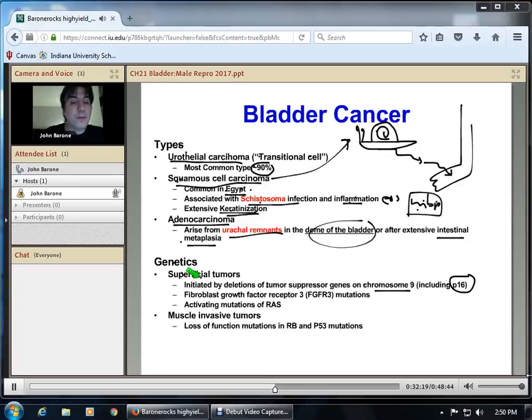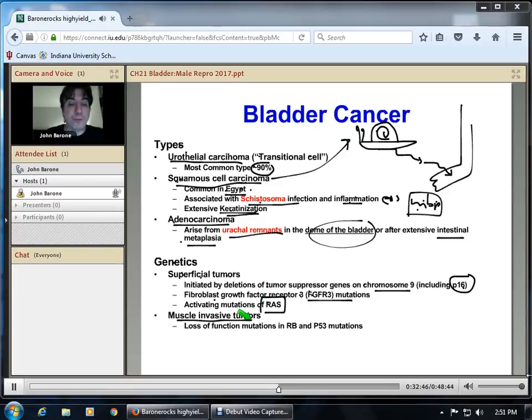Now another mutation that's often found in superficial tumors is mutations in fibroblast growth factor receptor number 3. Now we're going to see this again later on when we talk about bone lesions. There's going to be a couple of bone lesions that have fibroblast growth factor. And then of course activating mutations in RAS. There's an oncogene. It's going to cause proliferation and growth. So for superficial tumors, P16, fibroblast growth factor receptor, and RAS.